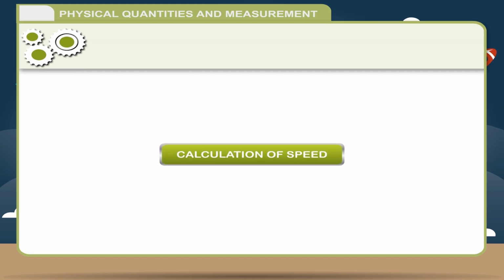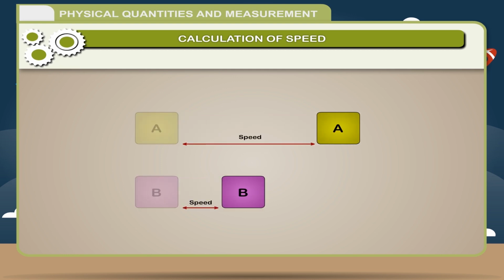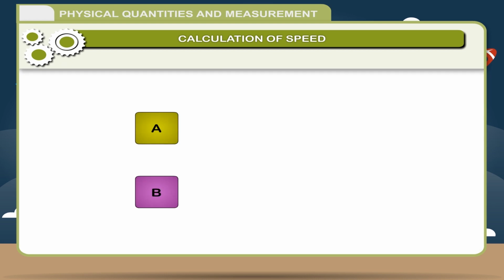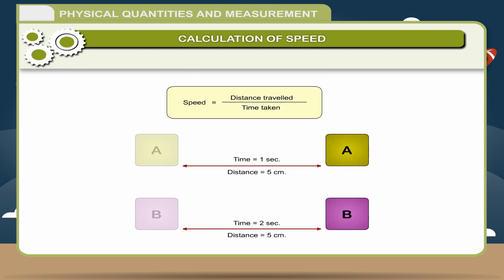Calculation of speed. We sometimes want to know how fast something is moving. In the figure, object A has a higher speed than object B. Thus, speed is the measure of how fast an object moves. Formula: different objects may take a different amount of time to cover a given distance. Thus, speed is defined as the distance traveled by an object per unit time. Speed is equal to distance traveled divided by time taken.